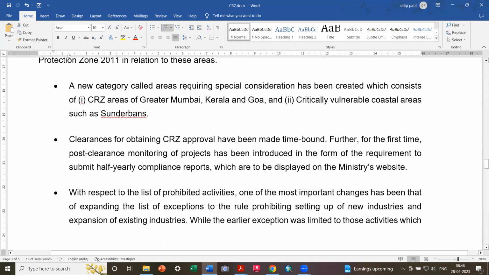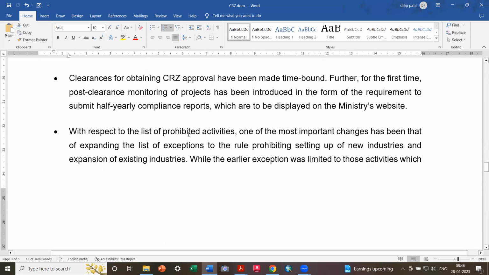A new category called Area Requiring Special Consideration has been created, which consists of CRZ of Greater Mumbai, Kerala and Goa, and critically vulnerable coastal areas such as Sundarbans. The process of obtaining the CRZ approval or clearances has been made time bound. Further, for the first time, post clearance monitoring of the project has been introduced in the form of a requirement to submit half-yearly compliance reports, which are to be displayed on the Ministry's website.